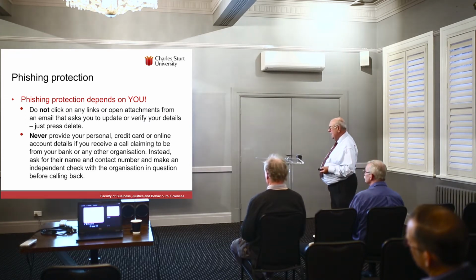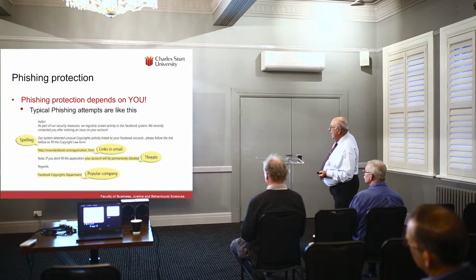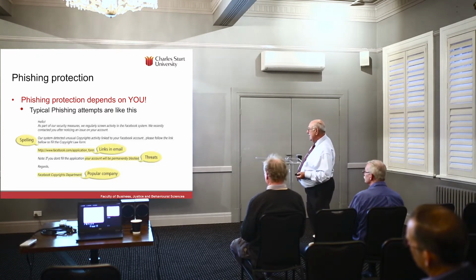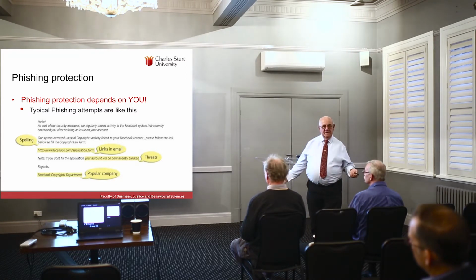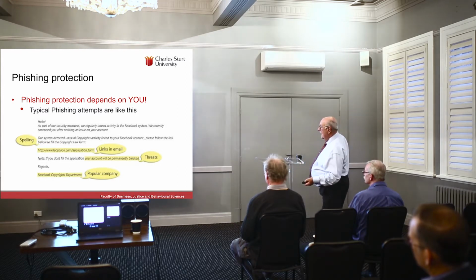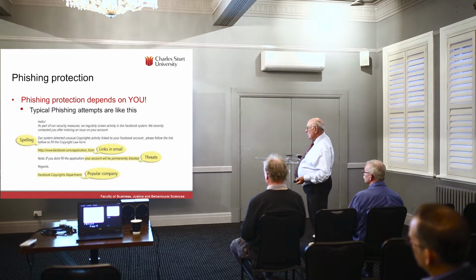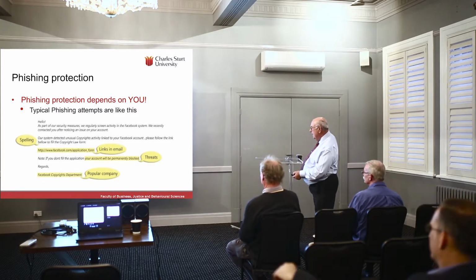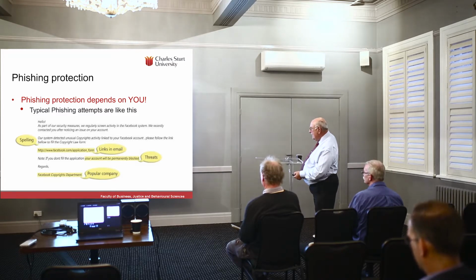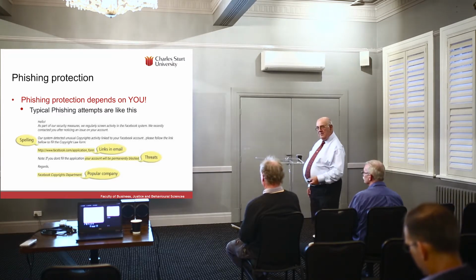Here's one that was a couple of years ago, supposedly coming out of Facebook. "Hello, as part of our security measures, we regularly screen activity in the Facebook system. We recently contacted you after noticing an issue on your account." Any problem there? This is the first call. "Our system detected unusual copyrights activity linked to your Facebook account. Please follow the link below to fill the copyright law form." So we've got some really interesting grammar. We've got some different spelling. We've got a link here. Now we've got a threat. "If you don't fill in the application, your account will be permanently blocked."